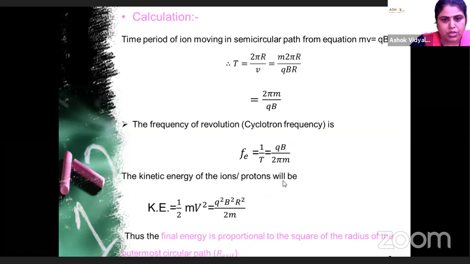So we can say for protons, the kinetic energy is equal to 1/2 mv square. Therefore, we have the expression for mv square, that is q square B square r square divided by m, because of the formula mv equals qBr. Putting this value in the equation, we get q square B square r square divided by 2m, and this is nothing but the final energy of that ion, which is proportional to the square of the radius of the outermost circular path, that is r, which is called the external r.